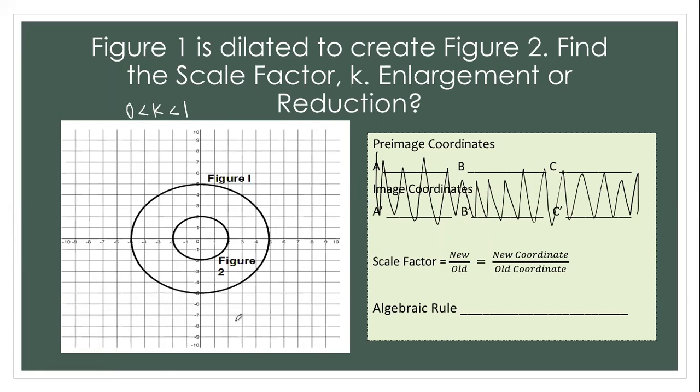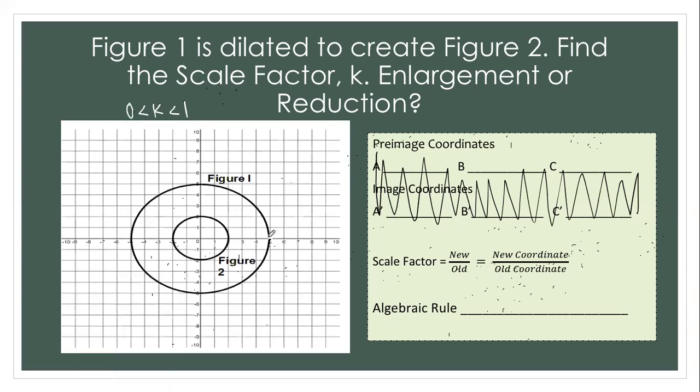Here, I don't have points labeled. There are no points labeled, so I have to pick a point on both of the circles that is the same point at the same location on each one. So for example, on figure 1, I could choose this point right here. Let me choose a different color.